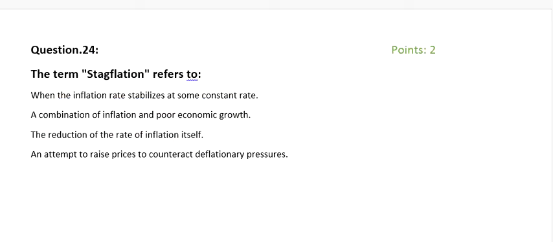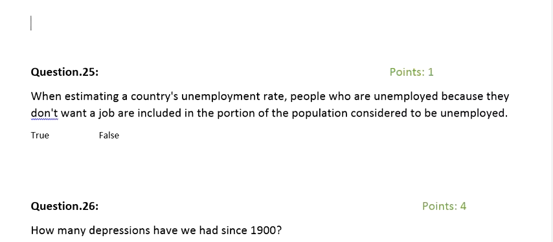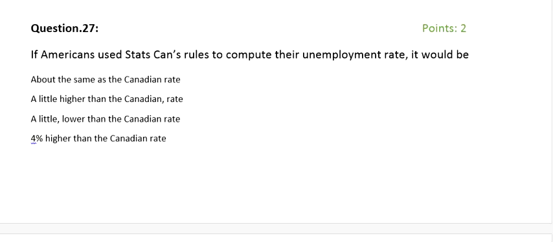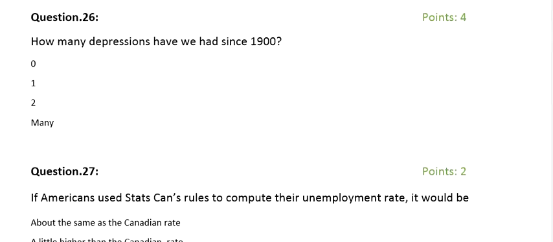From question 24 to 33 of the midterm are the same questions that are in Quest 2.2, and they are all explained by my colleague, Mr. Rishi. So I'll put only the answers for these questions here. The term stagflation refers to a combination of inflation and poor economic growth. 2 points. Question 25. False. 1 point. The number of depressions that we have had so far since 1900: 1.